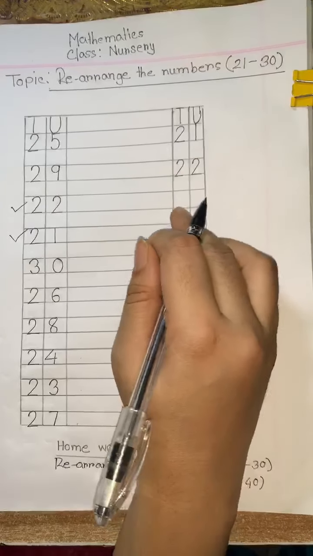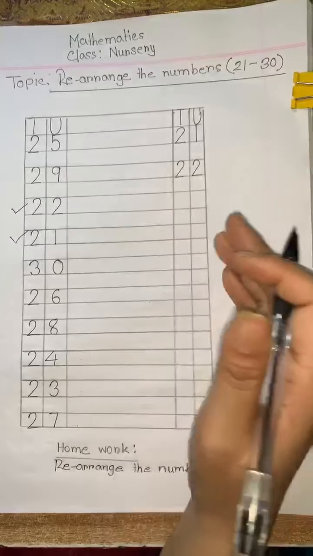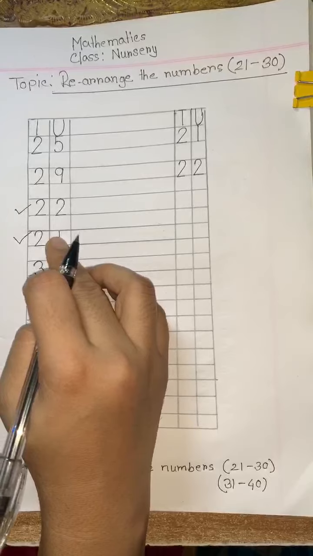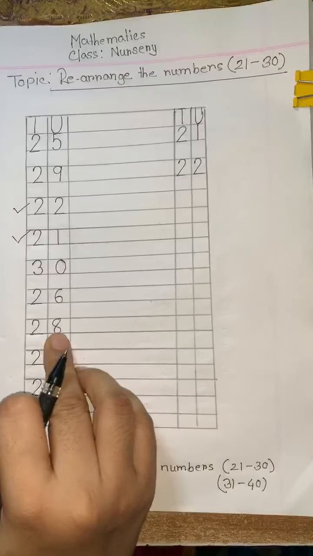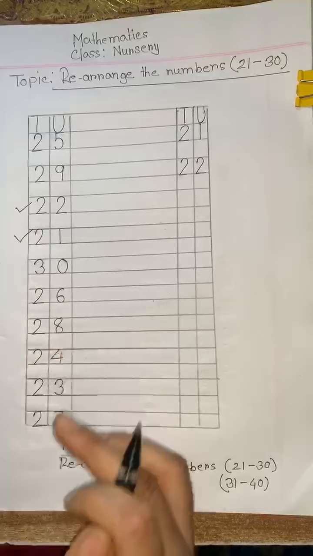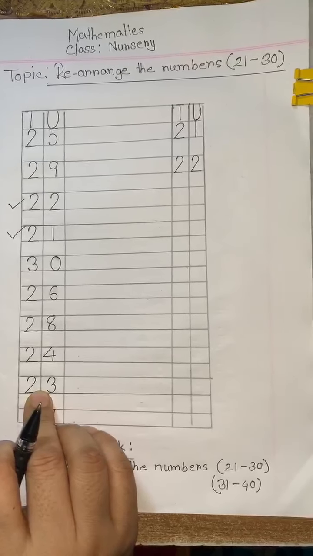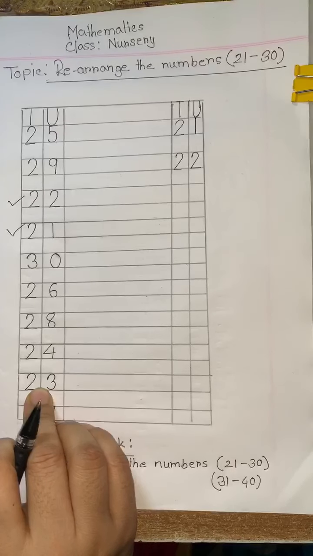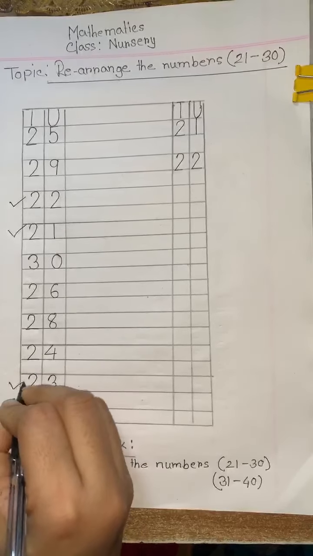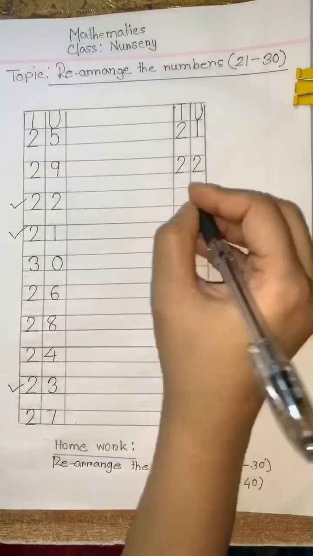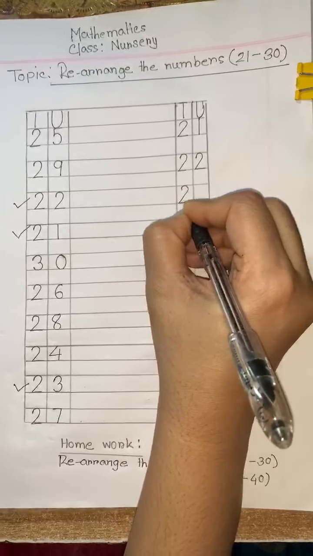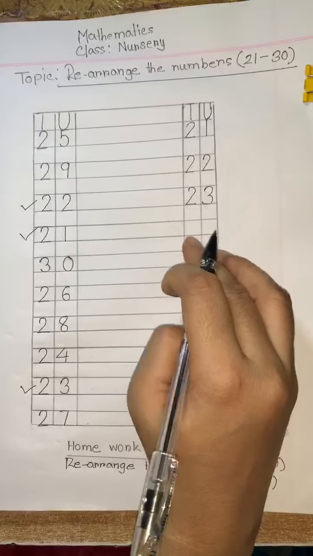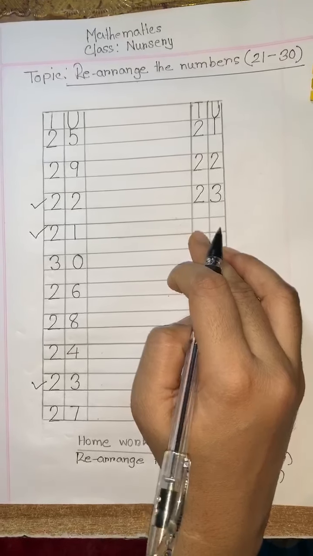After number is 23. Where is 23? Is this number 23? No. Is this number 23? No. Is this number 23? Yes. This is 23. Now I am writing here 23. Now we'll find out the following number.